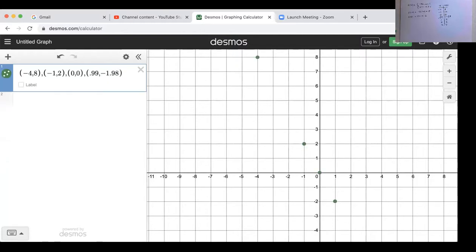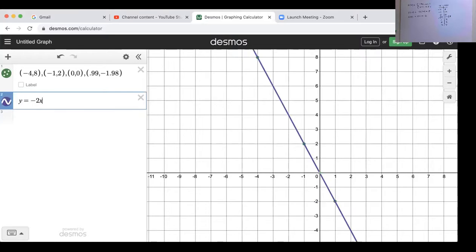Which is interesting. So you can identify that branch then is what? That branch is negative 2x when x is less than 1. So we can see that part of the branch right there going through those points.